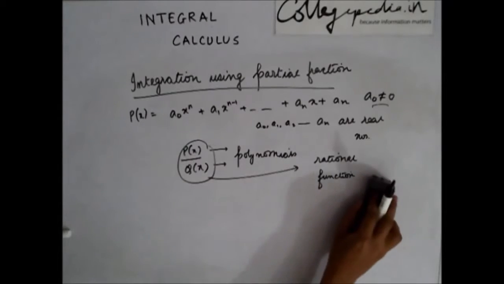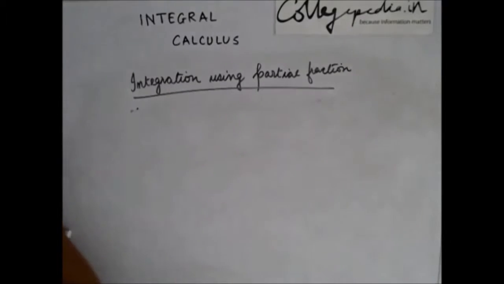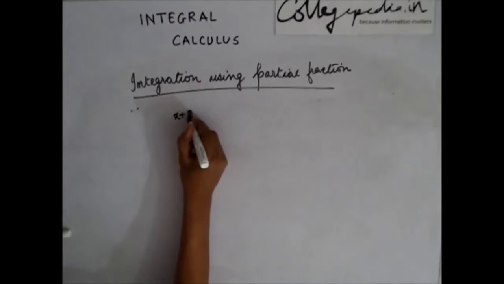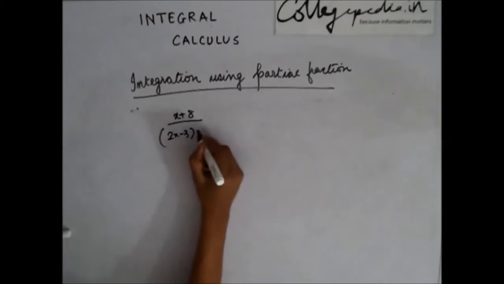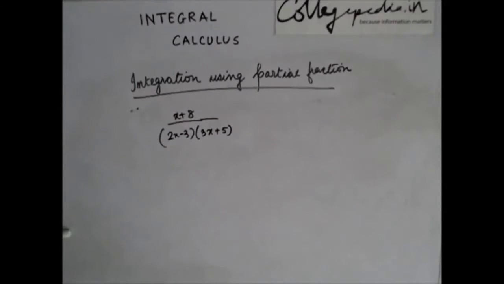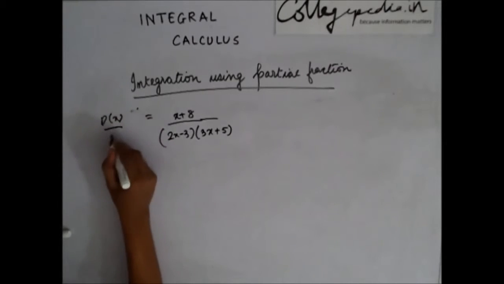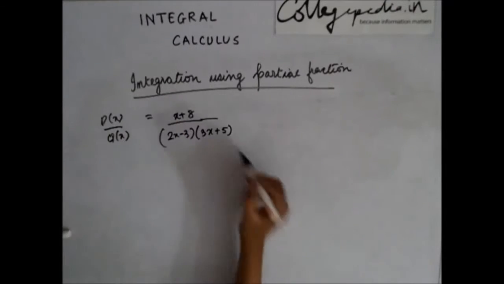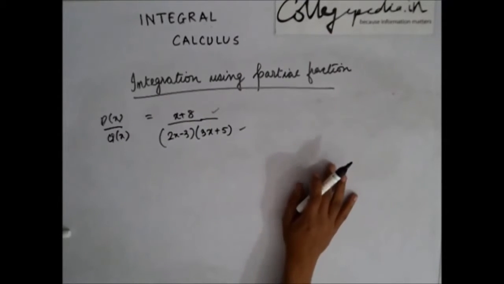Okay. Now let's say that we have a rational function. I'll give you an example of a rational function. Let's say it's x plus 8 divided by (2x minus 3)(3x plus 5). Now in this case you can see that this is my p(x) by q(x). As you can see, both p(x) and q(x) are polynomials, so this is a rational function.